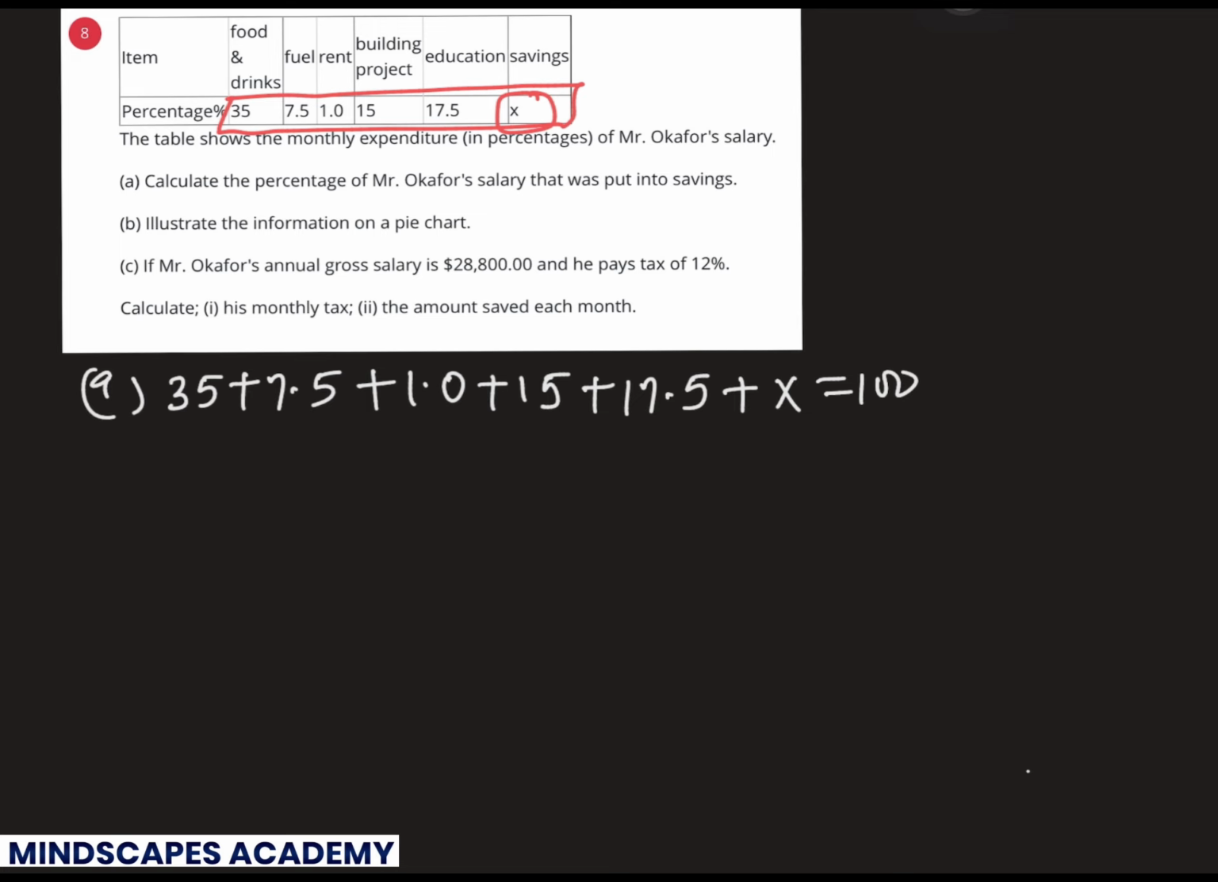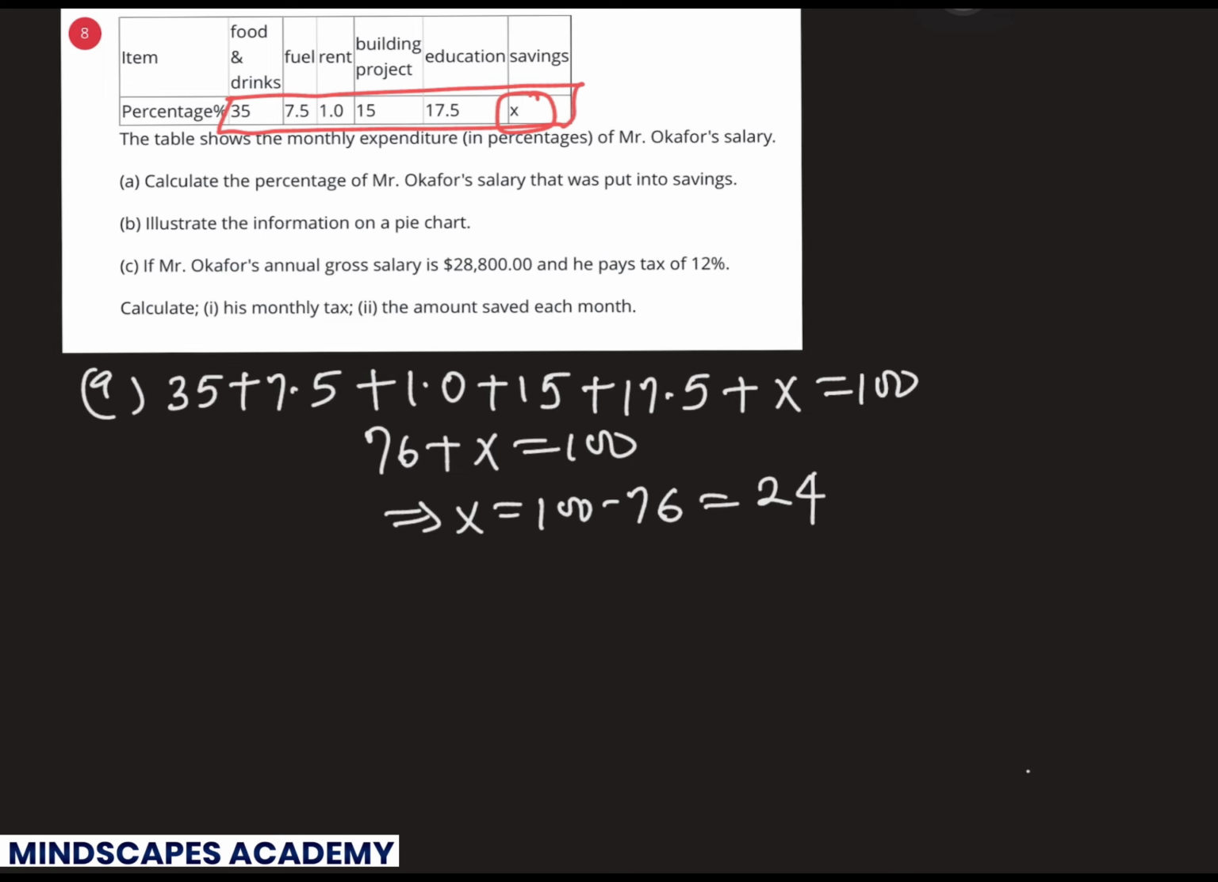Now, if you sum all of this, you should have 35 plus 7.5 plus 1 plus 15 plus 17.5. So that is 76 plus X is 100. So this implies X is 100 minus 76. That is 24. So that shows 24% goes into savings. So X is 24. So 24% of Mr. Okafor's salary was put into savings.